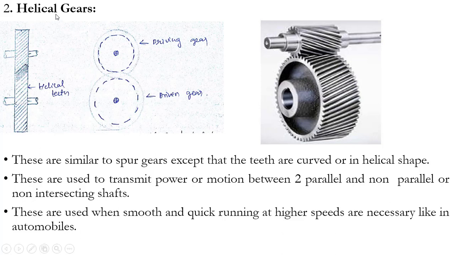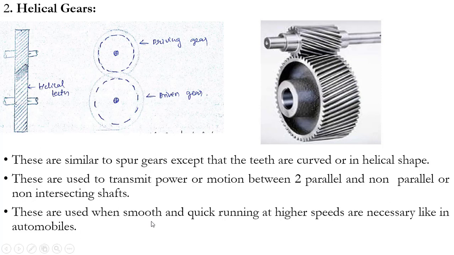Whereas here in case of helical gears, you can use these helical gears when the shafts are parallel to one another, and even sometimes shafts are non-parallel, and even sometimes shafts are non-intersecting. So thereby in those cases we can make use of the helical gears. These are used when smooth and quick running at high speeds is necessary, like in automobiles.